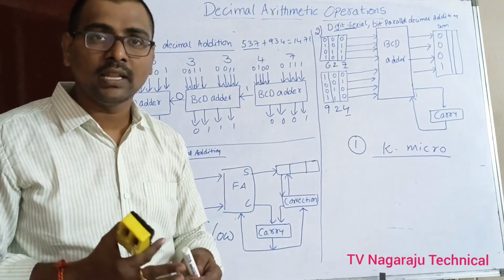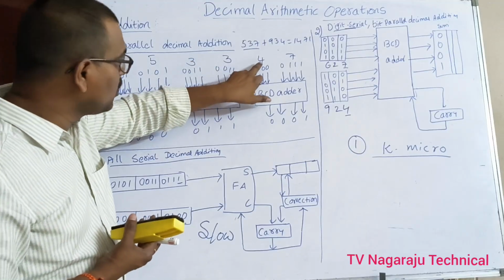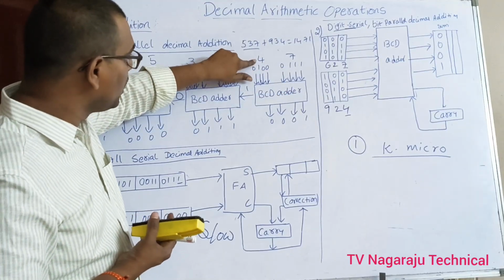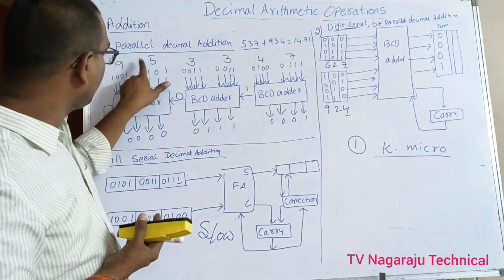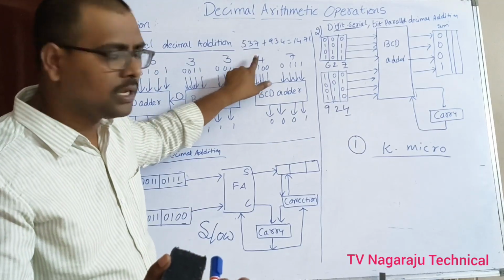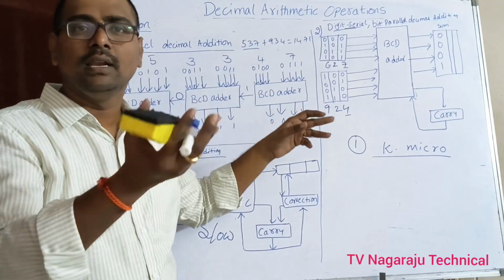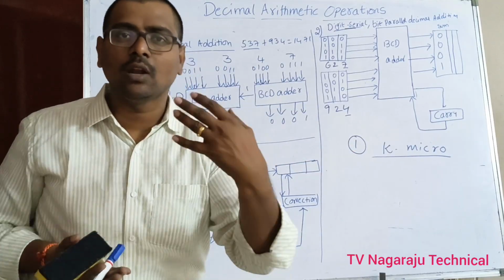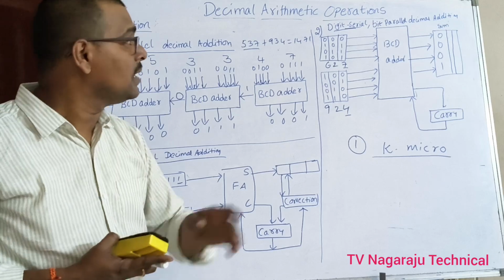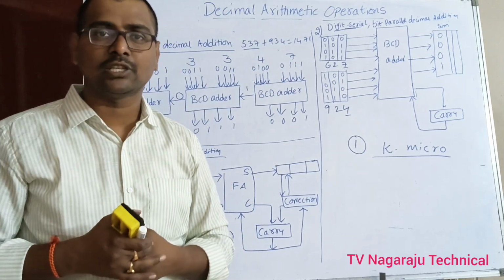Anyway, if you understand the addition, obviously subtraction is also the same thing. Suppose, assume you want to subtract 934, simply take the 9's complement of 934, whatever number you are given, and that is placed here. Automatically, even though you are writing addition, they are subtracted. This is decimal arithmetic operation, addition and subtraction.